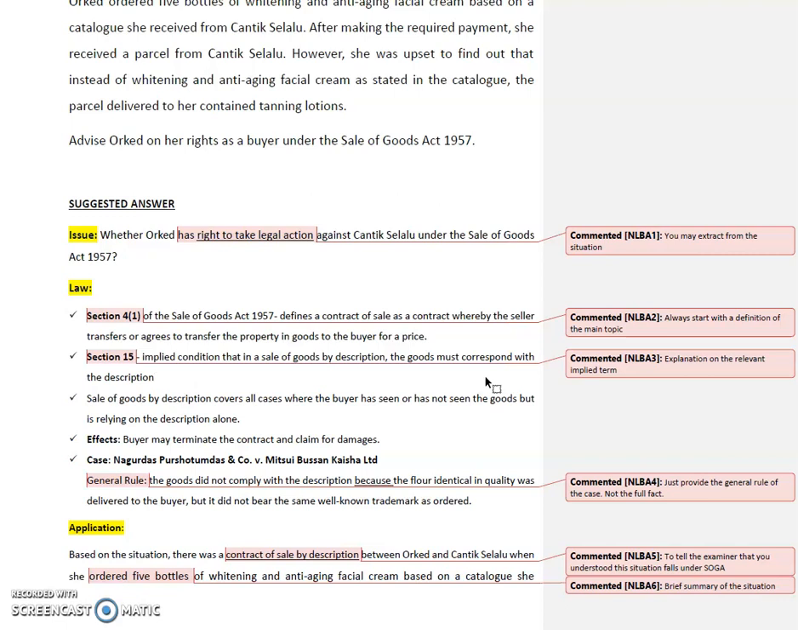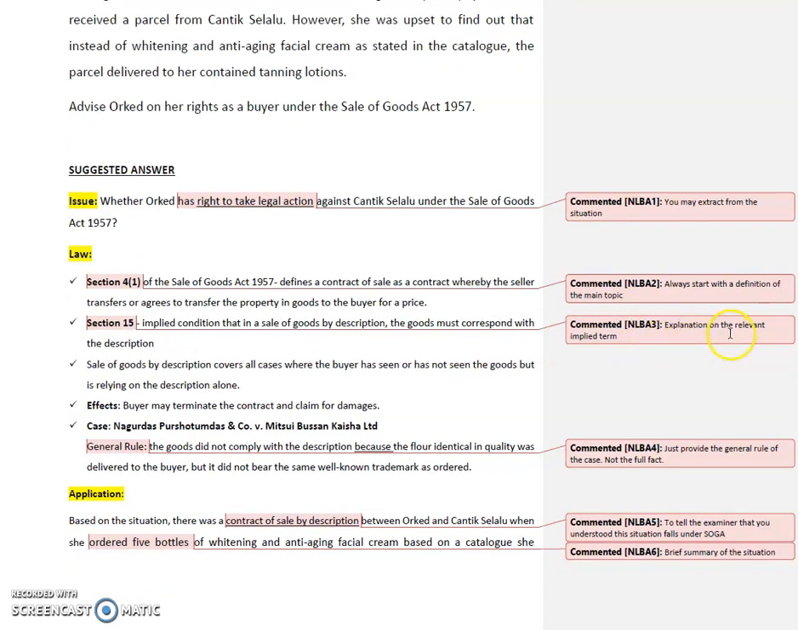In other words, apa yang you order, itulah yang sepatutnya you dapat from the seller. Okay, so you must explain the relevant implied term. Remember, one issue, one implied term only. So remember, class, implied term can be implied condition or implied warranty.